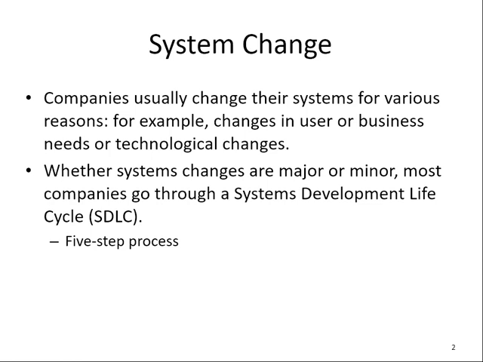System change. Companies usually change their systems for various reasons. The company may change for business needs, or because technology has changed, or they want to improve their business processes, or try to be more competitive for various reasons. And developing quality error-free software is a difficult, expensive, and time-consuming task.